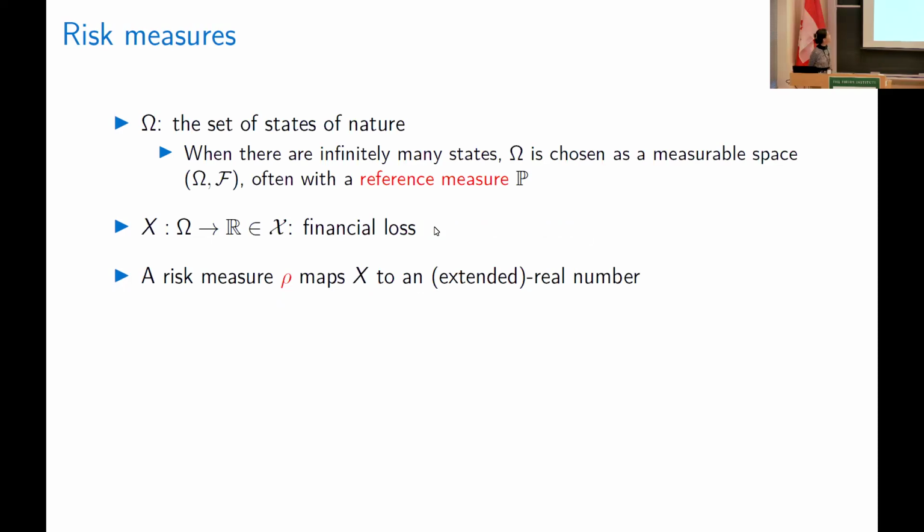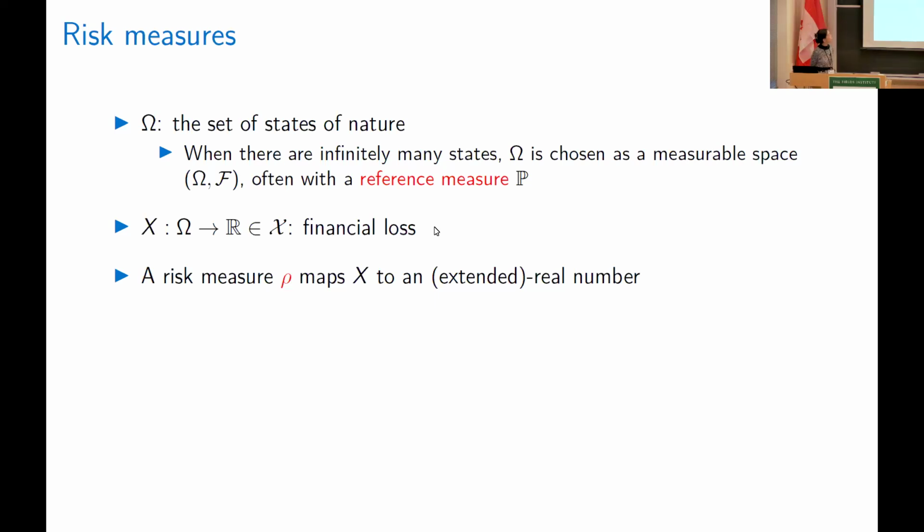Give me any financial loss X, which is a random variable, and I will map it to some real number. So basically, a client comes to me, and I will tell them how their portfolio looks by giving them some risk, right? By evaluating their risk, I give them some idea how much money they are going to lose in the future.